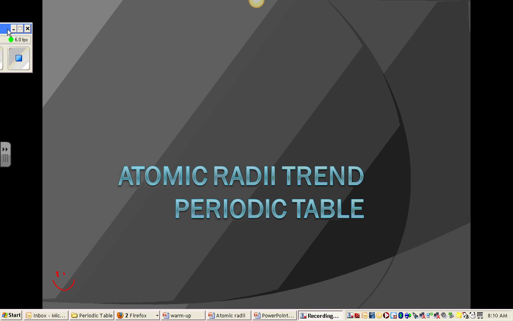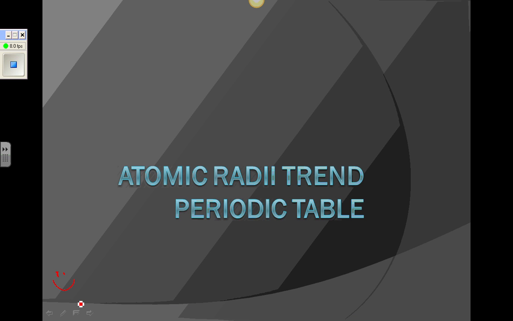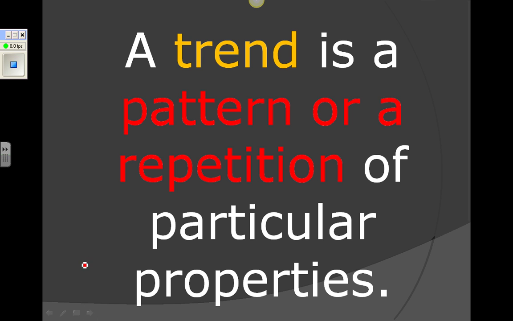Hello students, today we're going to learn about the atomic radius and the trend of the atomic radii in the periodic table. You've already learned about trends, but here's just a quick reminder. A trend is a pattern or repetition of particular properties, and this is happening on the periodic table.